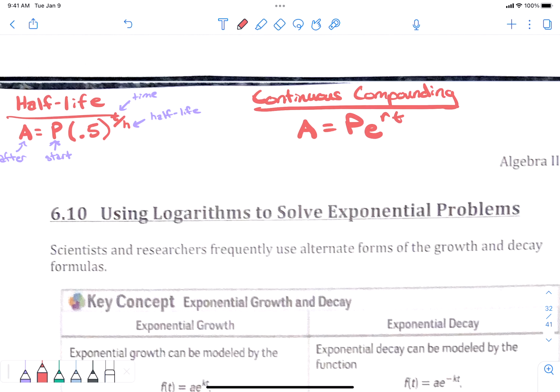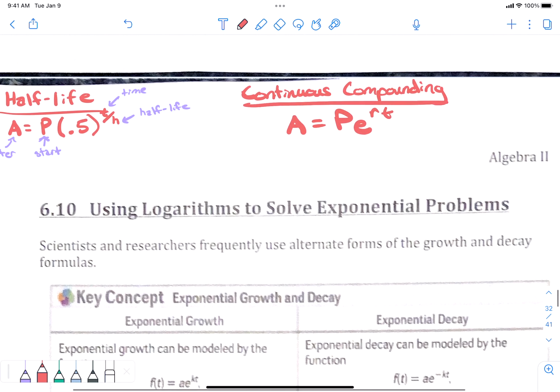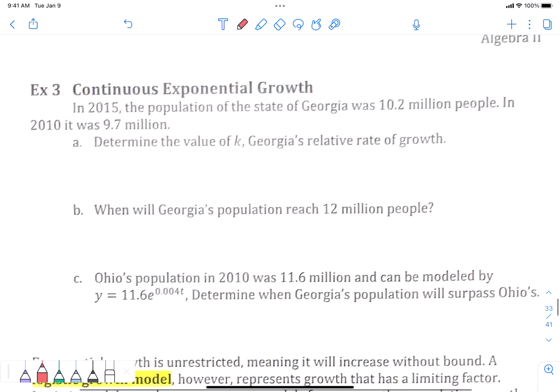Do we need to go through and define the variables? No. A, P, R, T. Yesterday we did PERT yesterday. So A equals P e to the RT power. That's going to be the one that we use on the next example. This is continuous compounding, but put this at the top of your paper so that you know what equations you can use. Ready? Example.